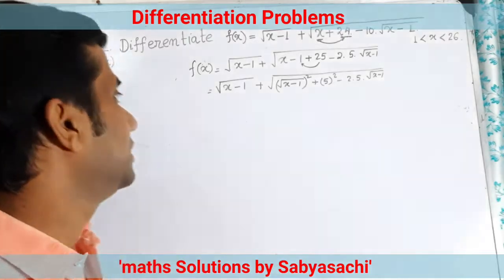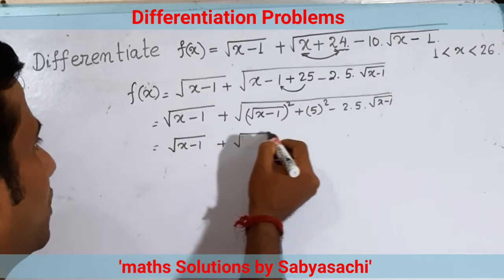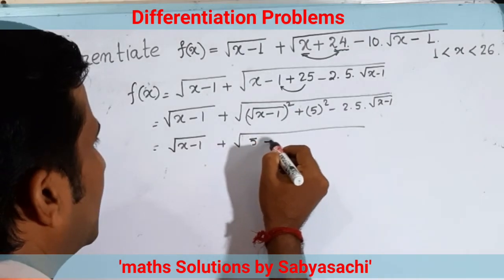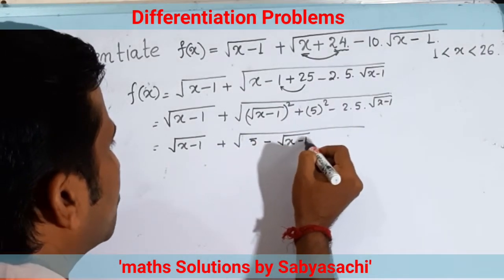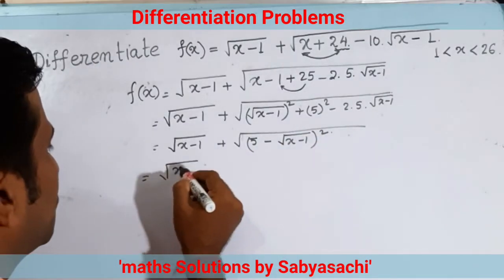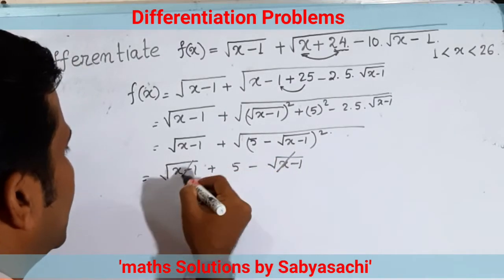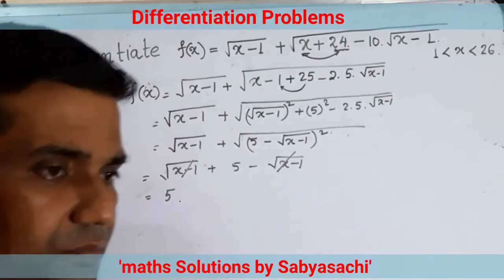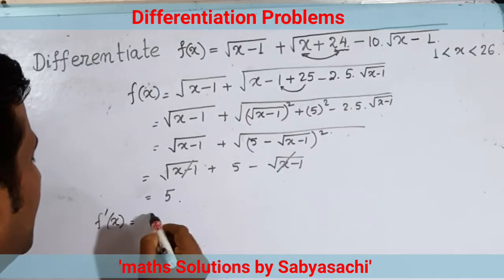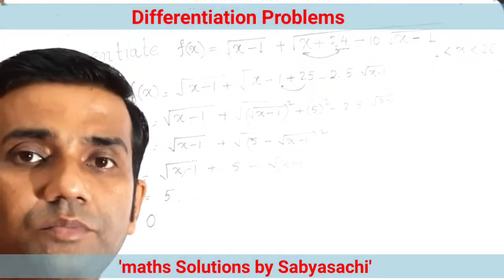Then this is (a minus b) whole square, that means root over x minus 1 plus root over (5 minus root over (x minus 1)) its whole square. Root over (x minus 1) plus 5 minus root over (x minus 1), cancelling, we get this is equal to 5. So our f dash x is 0.